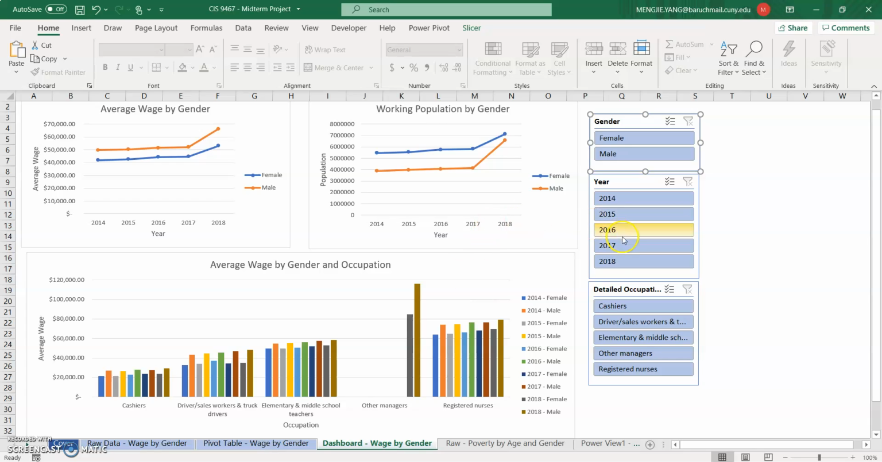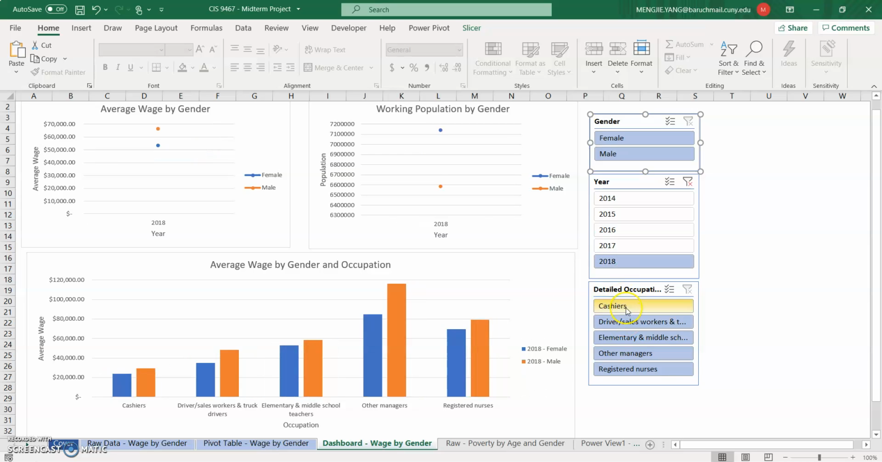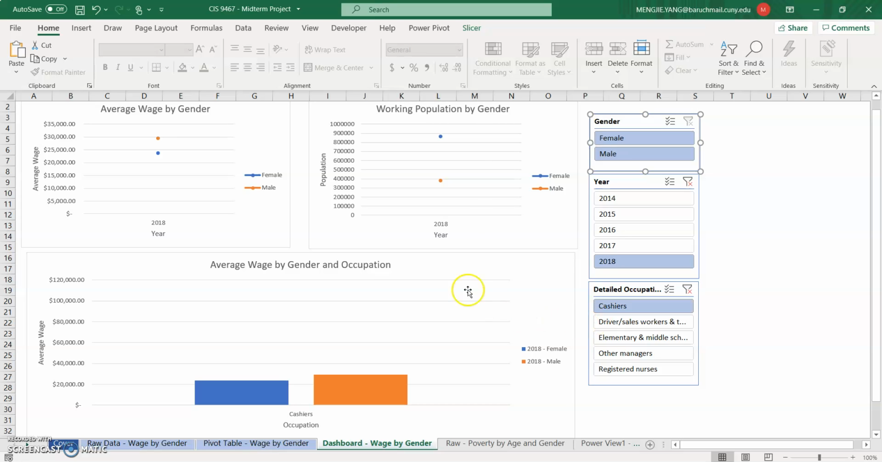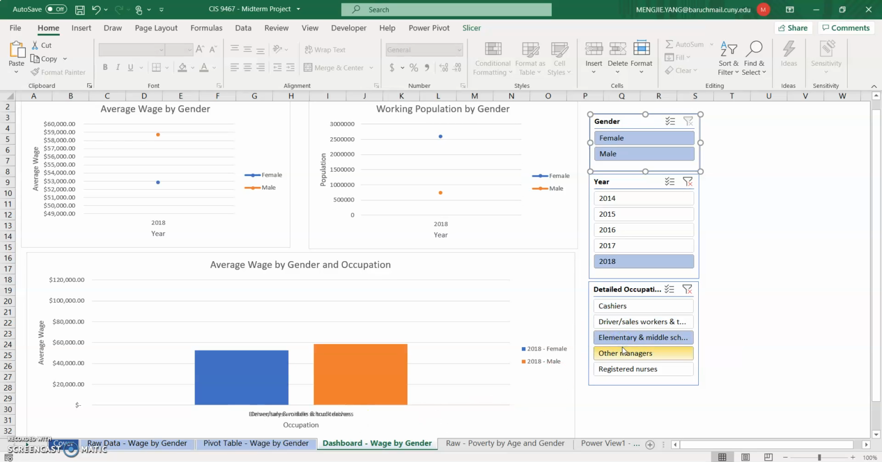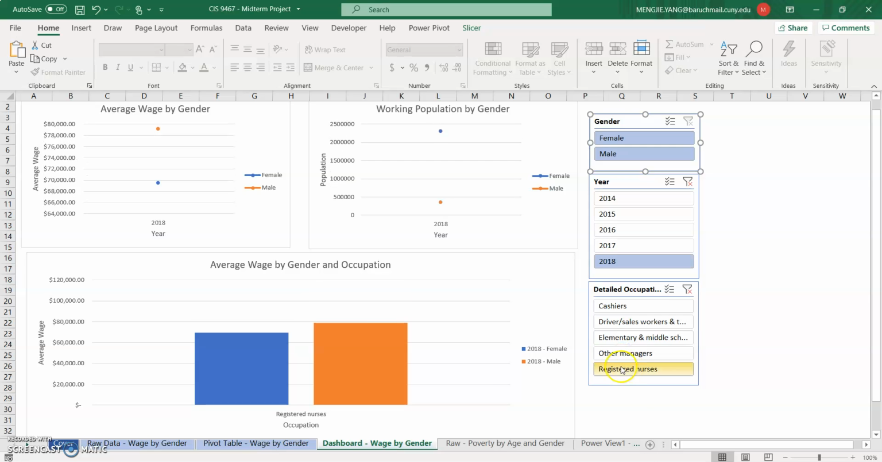For instance, by selecting 2018 and cashier, we will be examining the working population and average wages of females and males for the occupation of cashier in 2018. The line charts will only show us a dot, as we are viewing data at a specific point during the years. Moreover, this third graph here shows that even though males and females have the same occupation in the same year, on average, females earn a lower wage than males. As you can see here, the situation is the same for all 5 occupations.